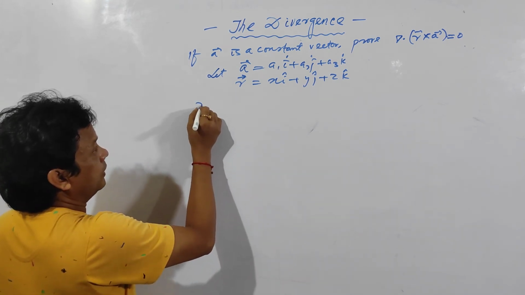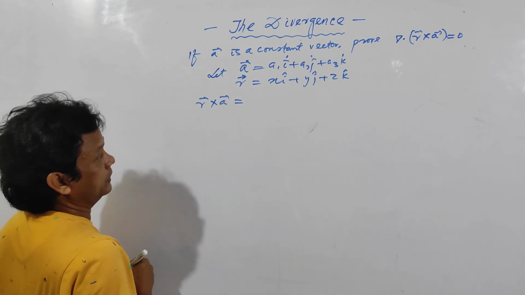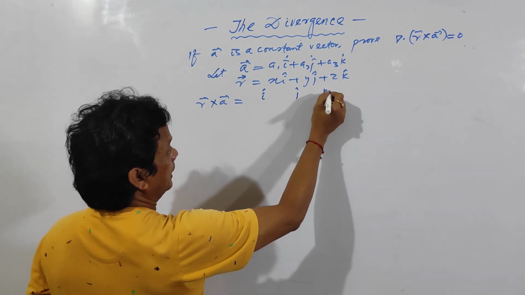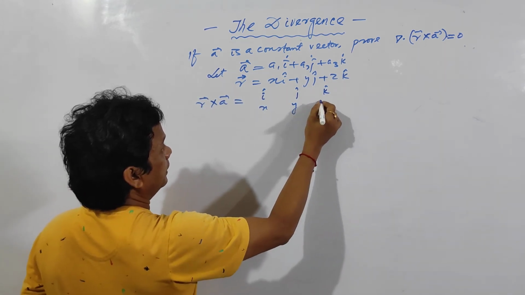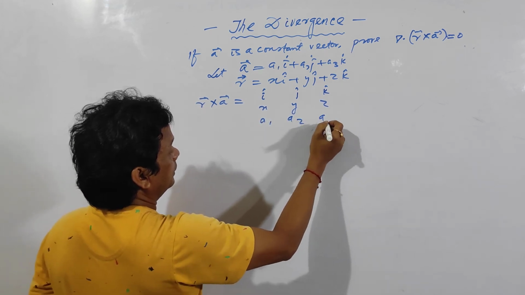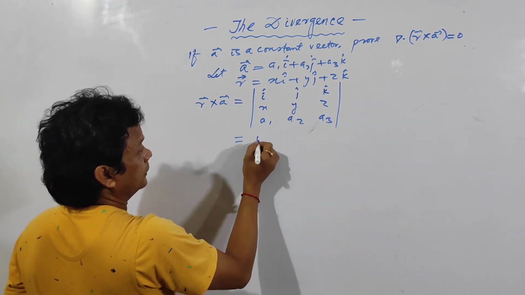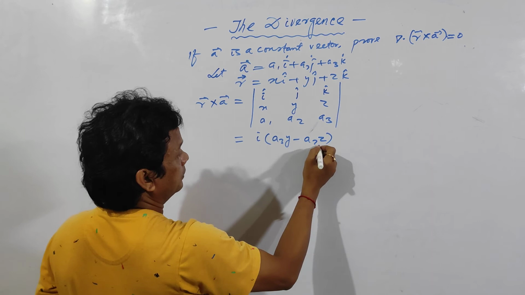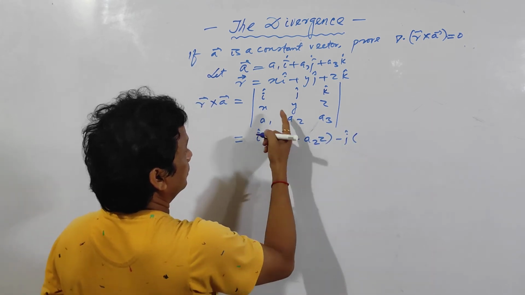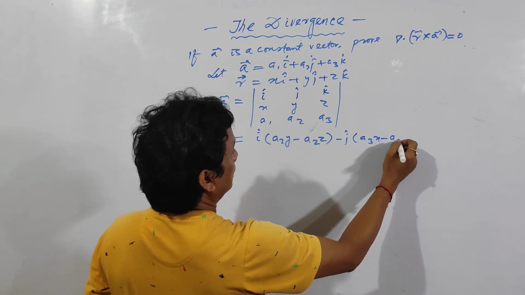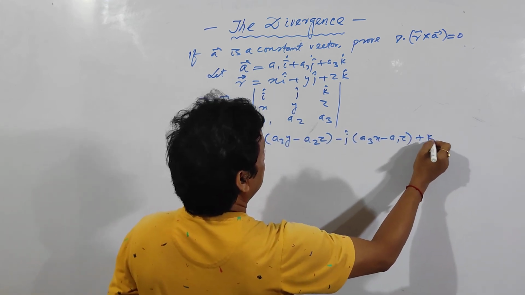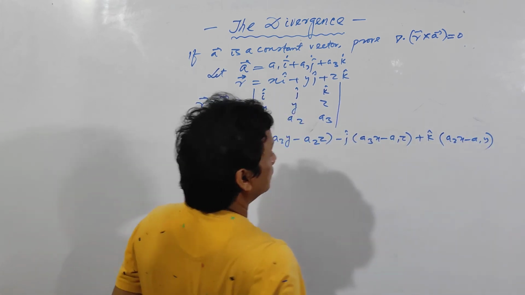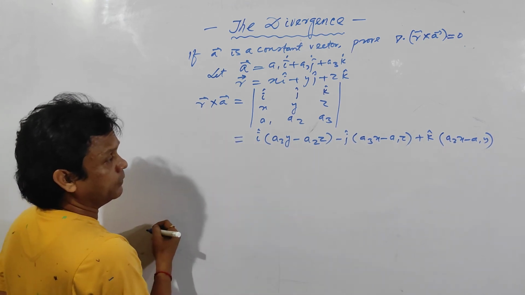Here, so what is r cross A? First of all, find out what is r cross A. For r cross A, first of all, two vectors. Take the determinant form. i j k, r: x y z, and this is a1, a2, a3. i into a3y minus a2z, minus j into a3x minus a1z, plus k into a2x minus a1y. Here, this is the value of r vector cross A vector.